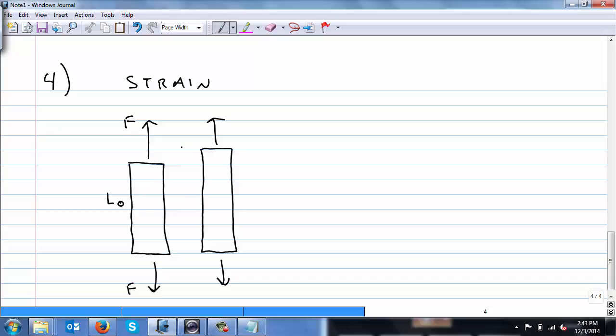So strain, and here's what we're looking at. There's just some delta L, some change in length. And strain is simply, and I'm going to use the symbol epsilon, strain equals delta L over L naught. Now, knowing that, what are the units or dimensions of strain?